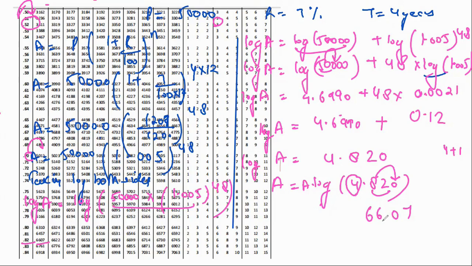So we have 6607, and because we have 4 plus 1, which is 5, after 5 digits we have to put the decimal, which is not required. So the amount is equal to 66,070, or near about that. In your book, the answer is 659, which is very close to 660, and that's the answer. So that's the amount that we got.